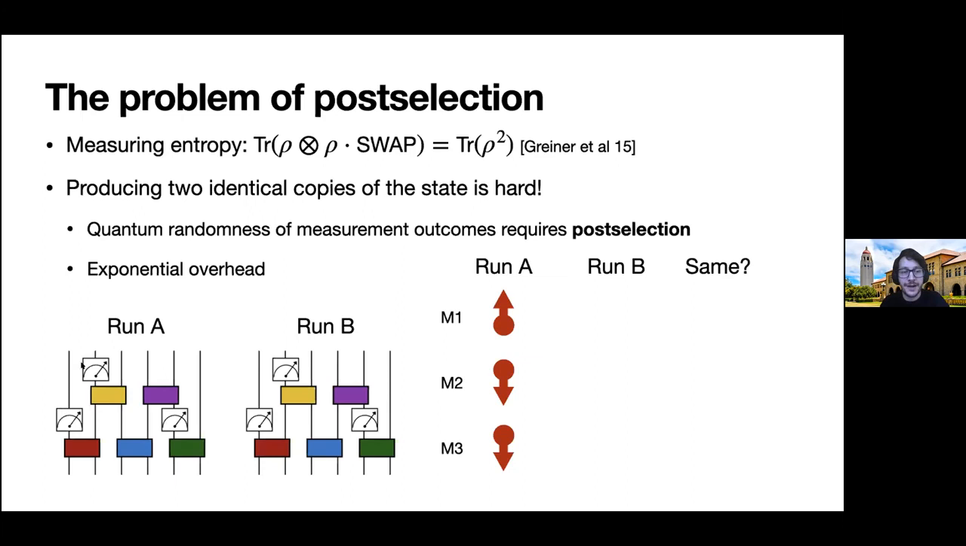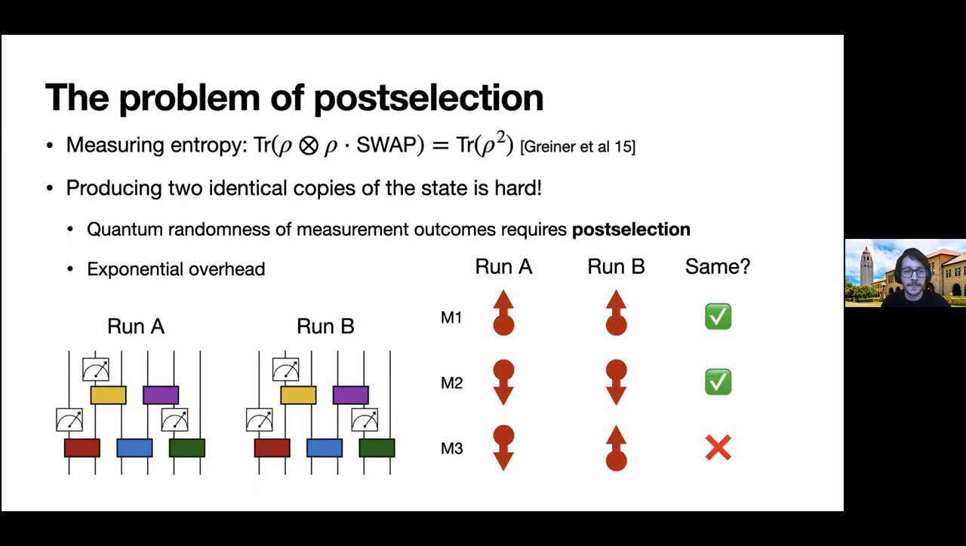As you run the same exact protocol again on a different subsystem, you may initially be lucky and obtain the same outcomes, but eventually you run out of luck and you get two different outcomes for the two different runs of your experiment. And at that point, basically you have two different states. There's no general way of undoing that, and you have to throw away your second copy and start over, which gives you an exponential overhead in the size and depth of your circuit, which makes this very challenging.